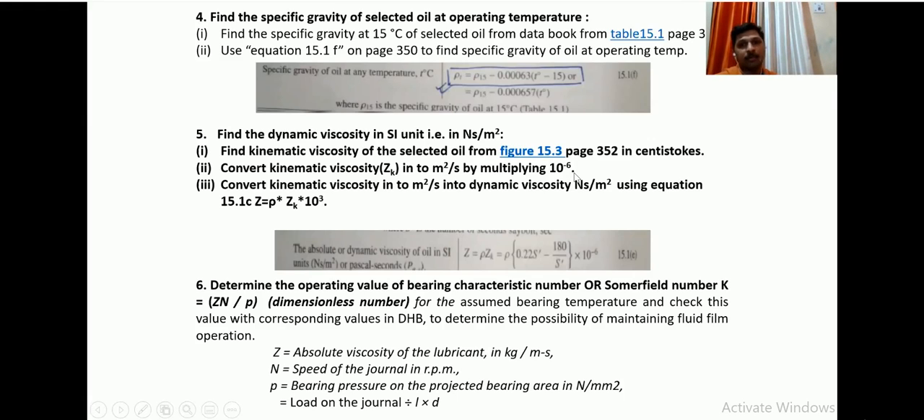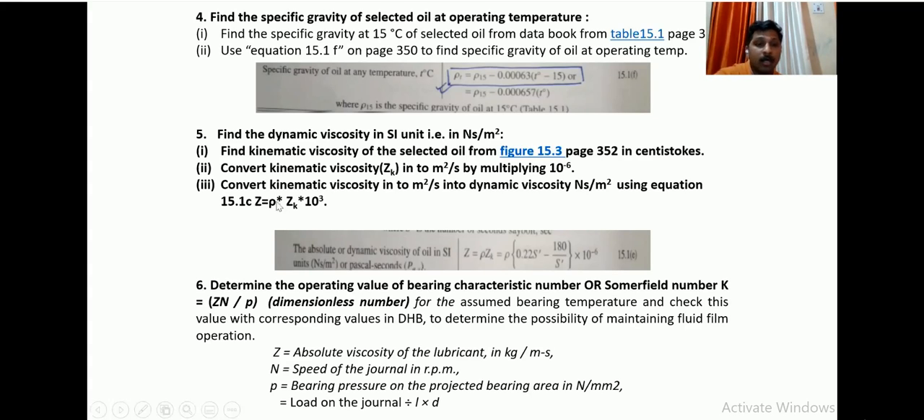Then the centistokes kinematic viscosity will be converted into kinematic viscosity in meter square per second. Then further we will multiply it with the density of the oil. Mind it, what we have calculated in step number 4, that is the specific gravity, and the density is equal to the specific gravity multiplied by the density of water. And what is the density of water? Density of water is 10 to power 3.